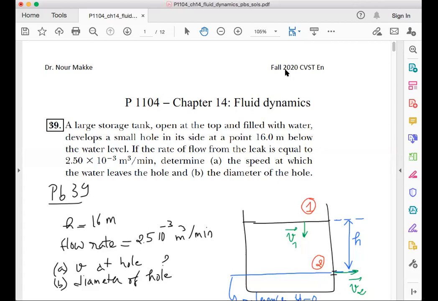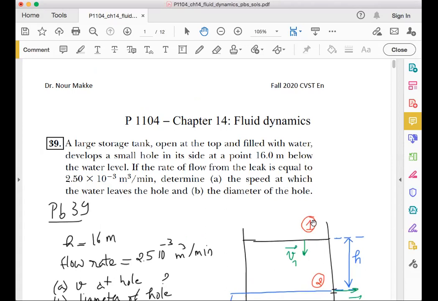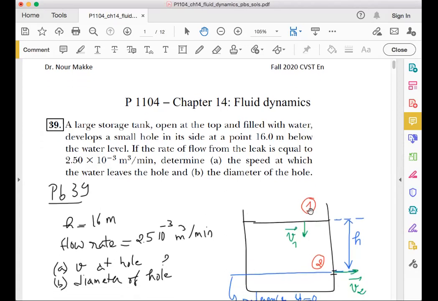If the rate of flow from the leak is equal to 2.5 × 10^-3 cubic meter per minute, determine the speed at which the water leaves the hole and the diameter of the hole. So let's start. I will draw the tank as a rectangle, as you can see here, and this is the level of the water.